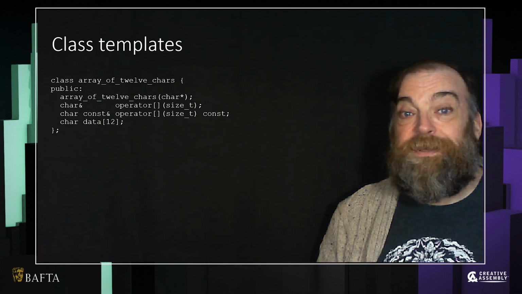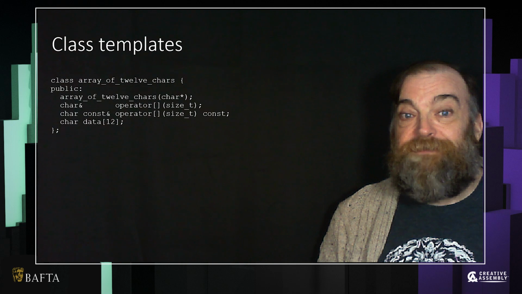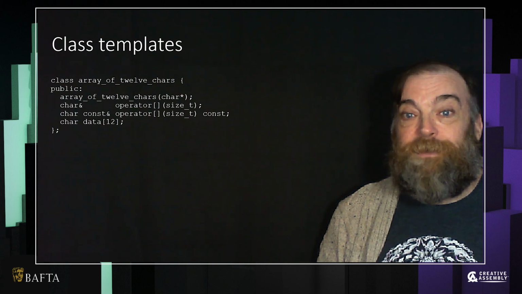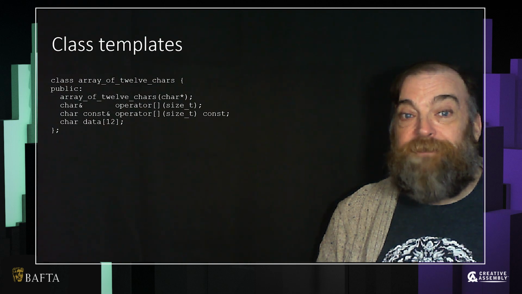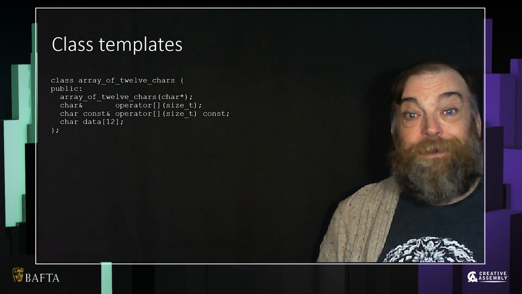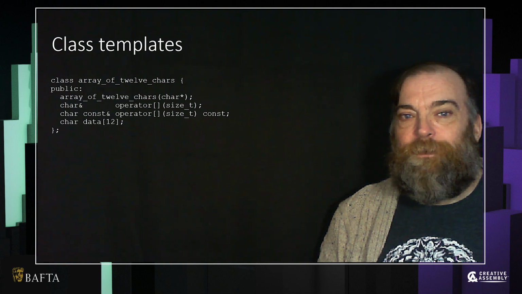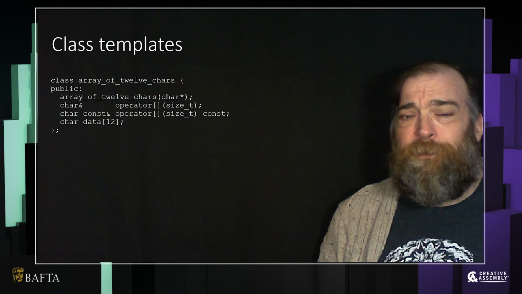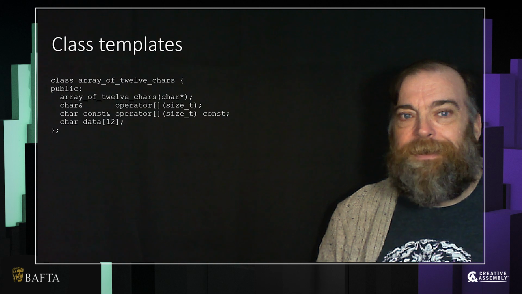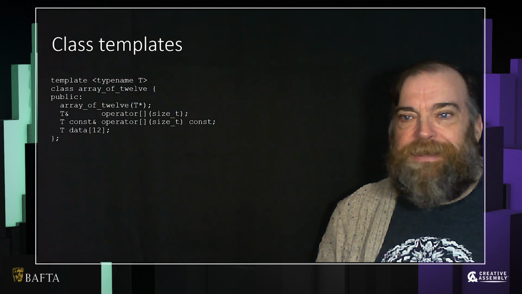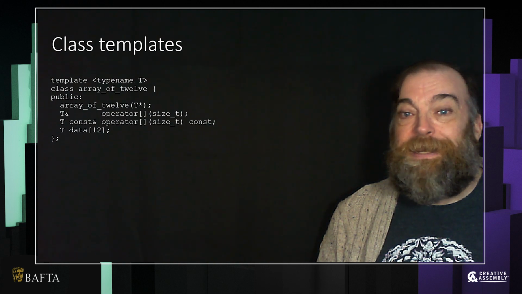So here is a C++ class. It's an array of 12 characters. It isn't a very useful object, really. The constructor copies 12 characters from the pointer to the private array. So it can contain hello world. It has accessors, but it really doesn't scale. What if you want to contain different types or more of them? Well, fortunately, we have class templates. Now that's better. Now we can contain 12 of anything.